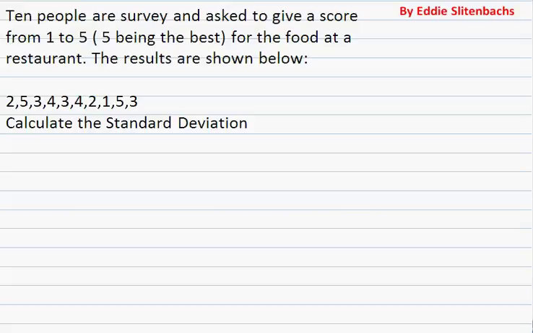Hi, this is the last of the questions with our survey of our 10 people in the restaurant. Now, we're asked to do standard deviation. All right, so let's look at our standard deviation formula.